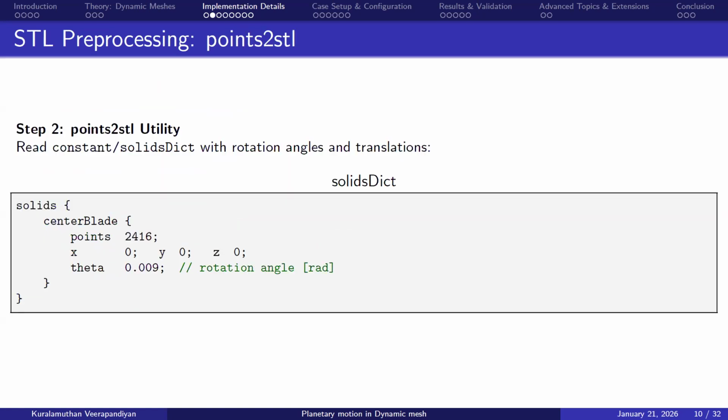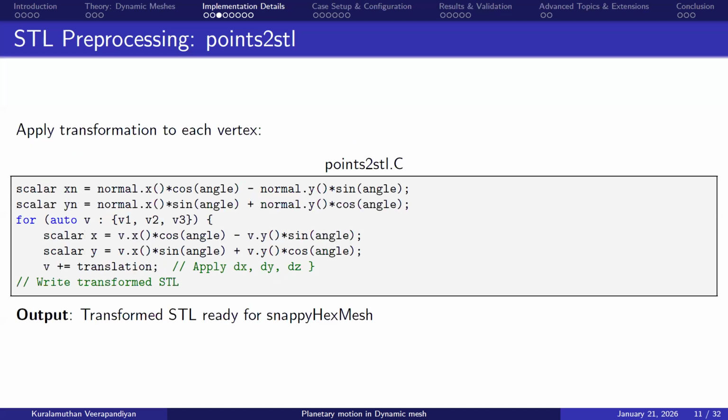And we apply the transformation to that STL using the solids data file available in the case directory. So we'll be giving the number of points in that particular file, and the translation that we want to provide in case of a planetary blade. Center blade doesn't have the translation, but planetary blade does have translation, and the angle to which that particular boundary rotates during that particular segment will be provided through the solids data. So points to STL will read the solid file, apply a transformation to those points, and then write it back into an STL file that can be used by Snappy Hex Mesh.